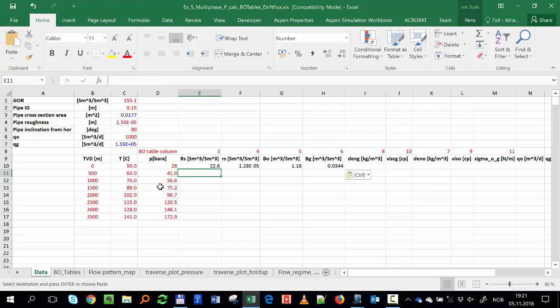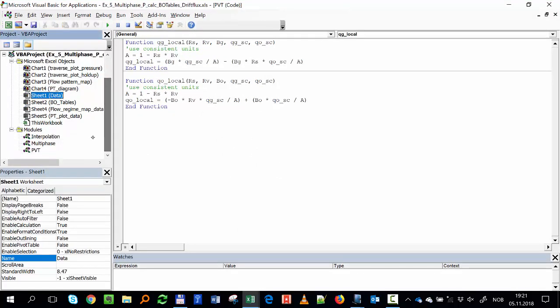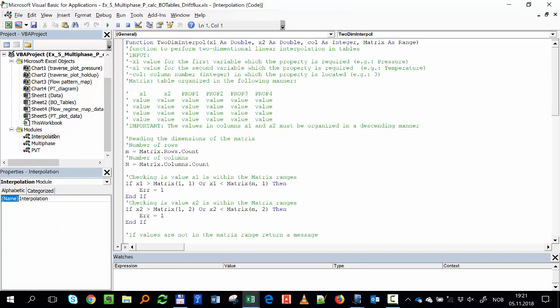Okay, so that function is called, let's click Alt F11 and let's go down to interpolation. I call it 2-dimension interpolation. So x1 will be pressure, x2, if you see how the table is, you see here the table, right? X1, that's the column of pressure. X2, that's the column of temperature. And then you have several properties: RS, small rs, BO, and BG. You have to give the column of the property you want.